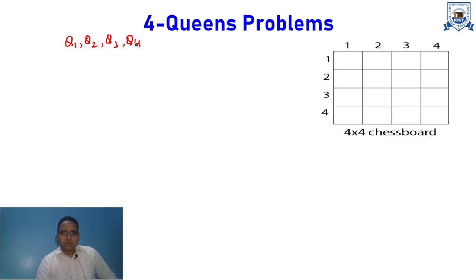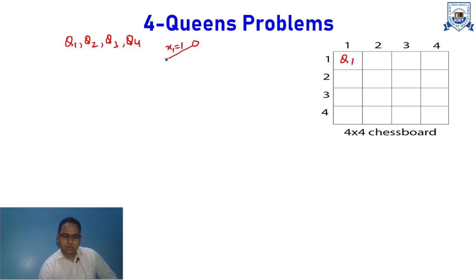First we'll draw the state space tree. This will tell us how many possible solutions we have for this problem. Suppose this is our first queen, queen 1. I am placing queen 1 in the first column. So queen 1 is placed in the first column.